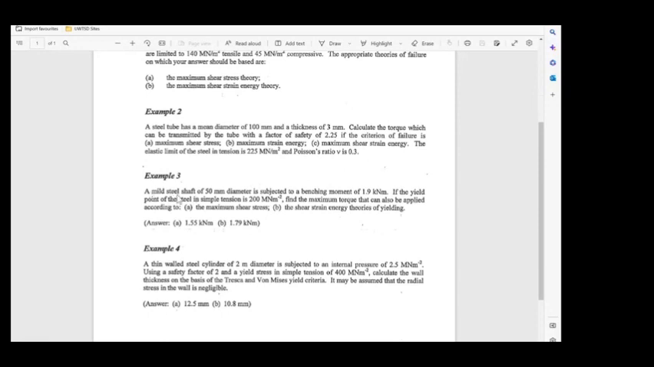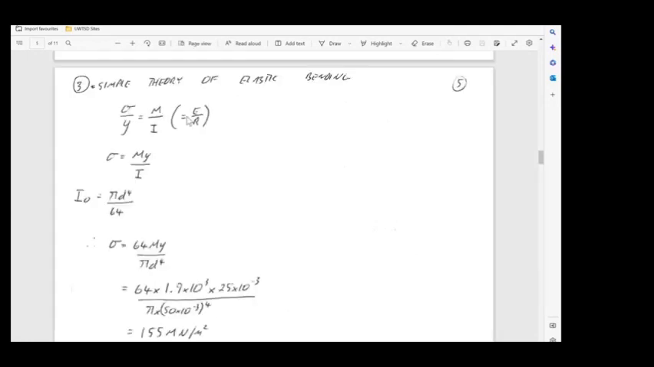We've got a mild steel shaft of 50 mm diameter subjected to a bending moment. That should read bending moment of 1.9 kilonewton meters. The yield point of the steel in simple tension is 200 megapascals. So there's the result of our simple tensile test. Find the maximum torque that can also be applied according to the maximum shear stress theory and the shear strain energy theory of yielding. Okay, so we use the simple theory of elastic bending to work out our direct stresses.